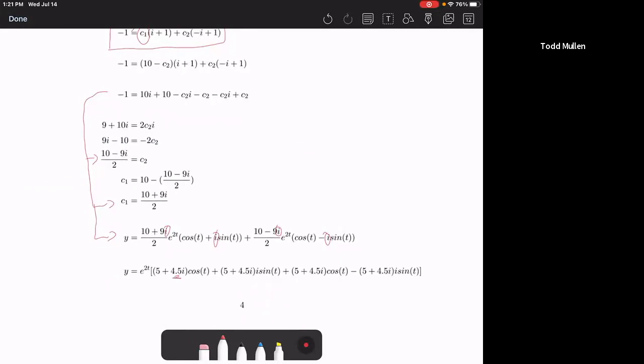Normally, we'll stay away from decimals. Fractions will be just fine for this course, but to make it a little easier to read, I thought this would be a good instance to use the decimals. 10 plus 9i over 2 can just simplify as 5 plus 4.5i. So that's all we've done from this step to here.